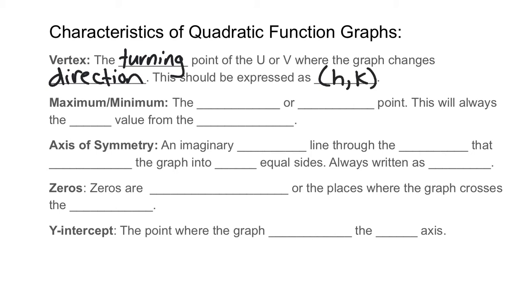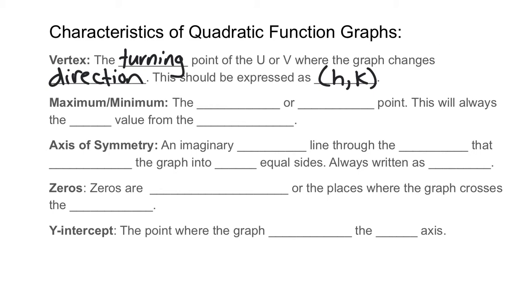So if you've got a U-shaped graph, the vertex is the very bottom of that U. Or if you have a V-shaped graph, same thing. Or if it's upside down, same situation. It's the very bottom point, or the very top point where that U or that V changes direction.